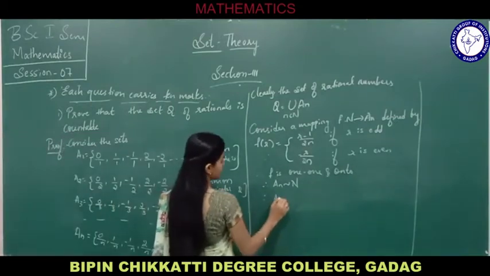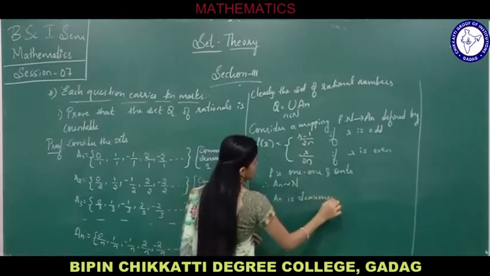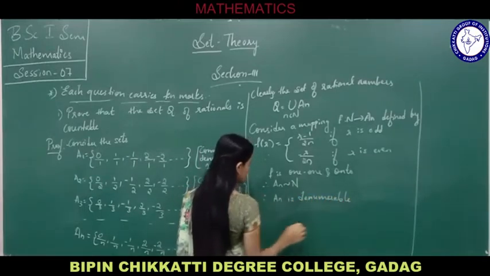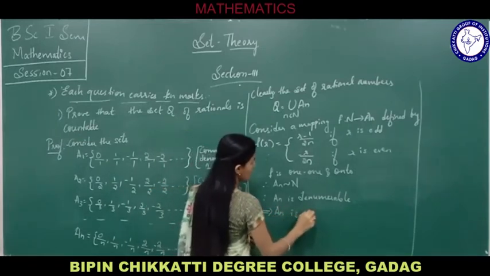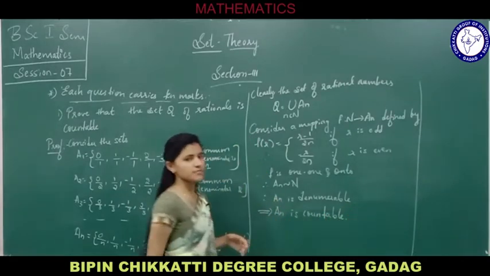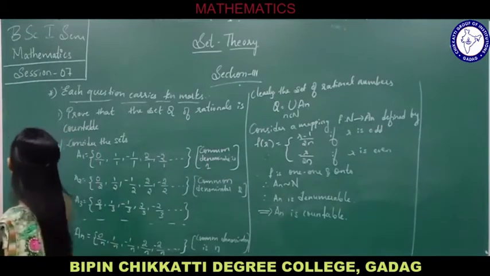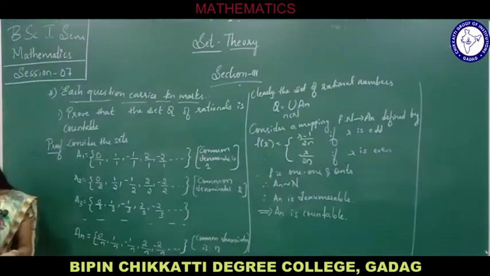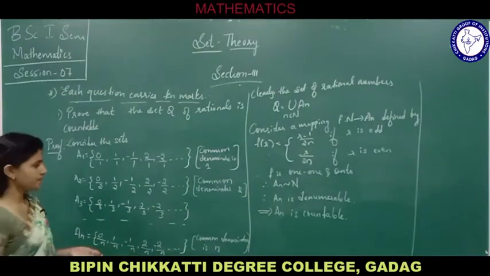Therefore An is denumerable. Now what happens if An is denumerable? It implies An is countable. If it is countable, then what is Q? Q is the union of An, right?